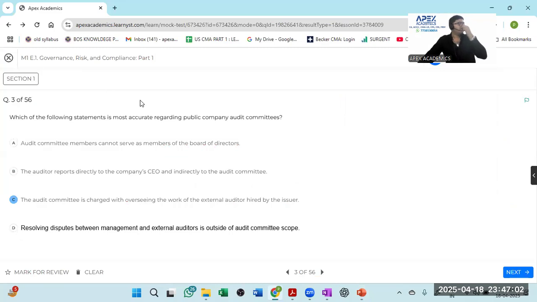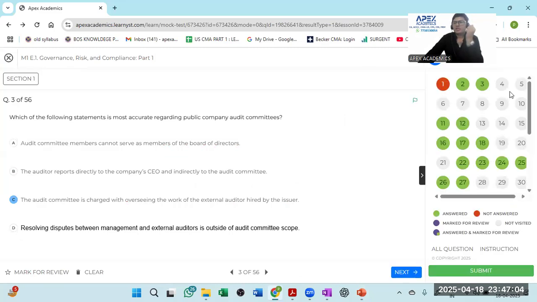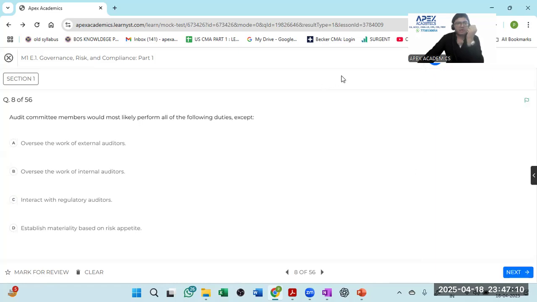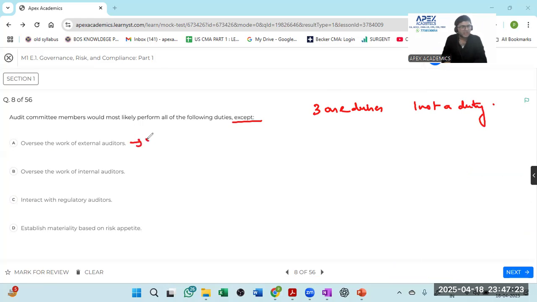Question number 8. Audit committee would most likely perform all of the duties except. Sir, they will oversee. Meaning, sir, except: three are duties, one is not a duty. Oversee the work of the external auditor? Yes, duty. Oversee the work of internal auditor? Yes, duty. Interact with regulatory auditor? Yes, it is a duty. Establish materiality based on risk appetite?